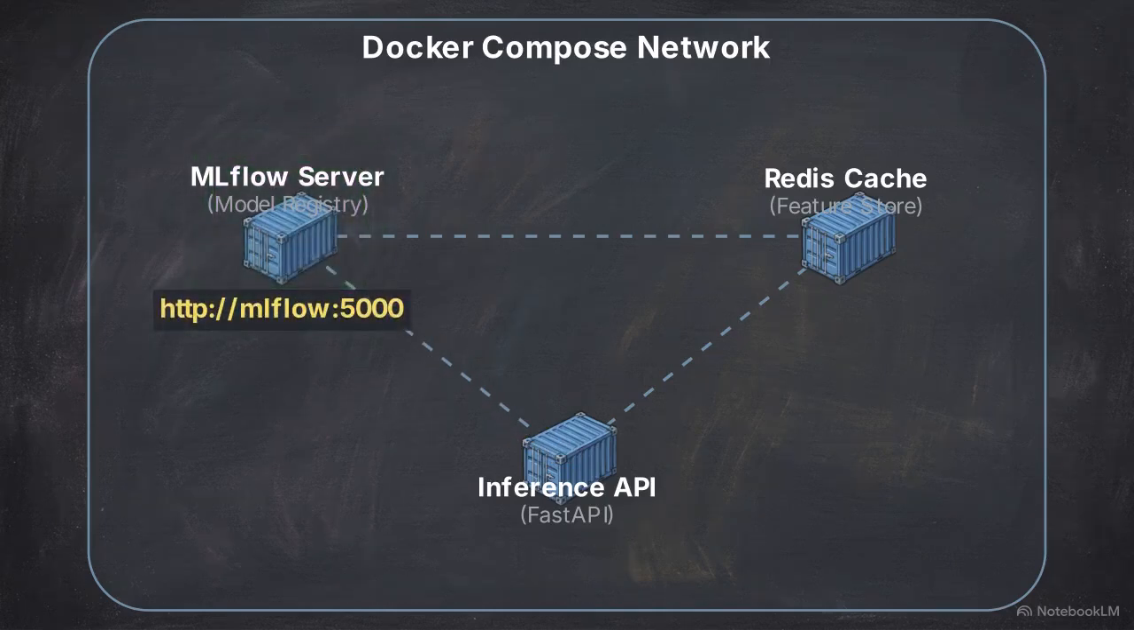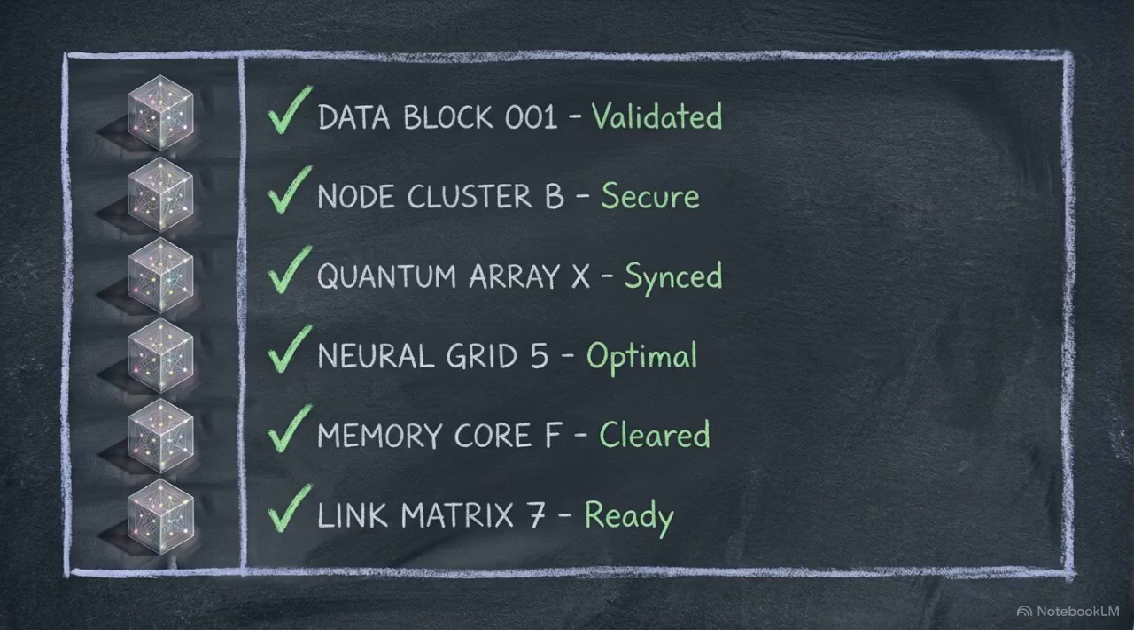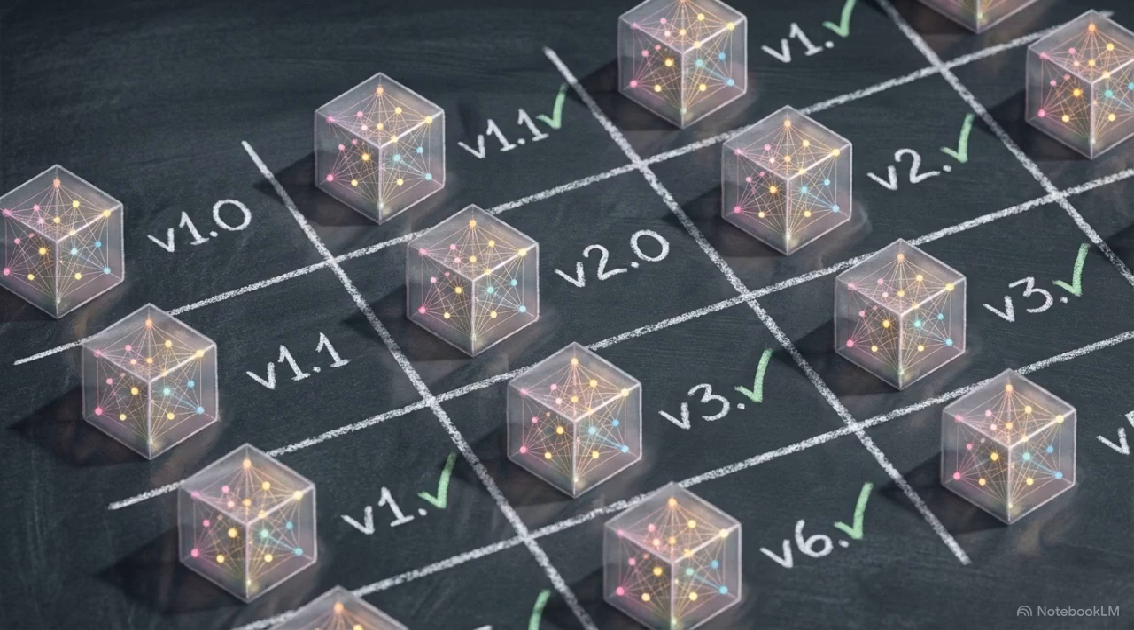Instead of hard-coded IP addresses, they route data packets using internal DNS names, like mlflow:5000. Using this network, we initialize the MLflow server, a Redis cache, an in-memory data store, and our core inference API. In this setup, the MLflow server acts as our model registry. This serves as the version-controlled vault, storing only the approved, production-ready models that have passed testing.